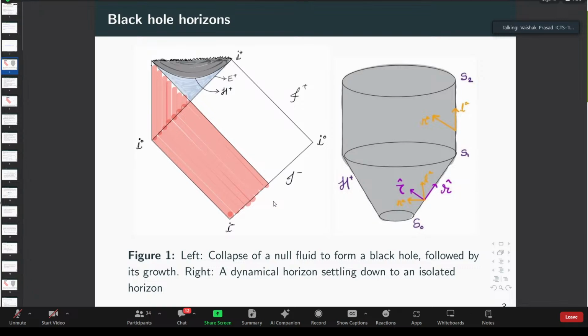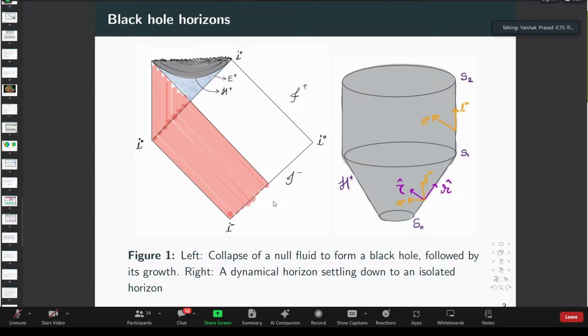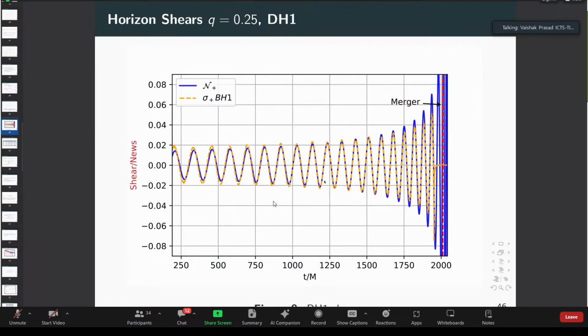So why should this work at all? True. We were quite surprised as well to find these correlations, especially in the in-spiral phase. Let me go back to the plot, maybe. Yes. So we didn't expect this to hold in the in-spiral phase, and it was quite surprising. And I have spent some time thinking about it, but I don't have a good explanation of why there is such a nice correlation in the in-spiral.